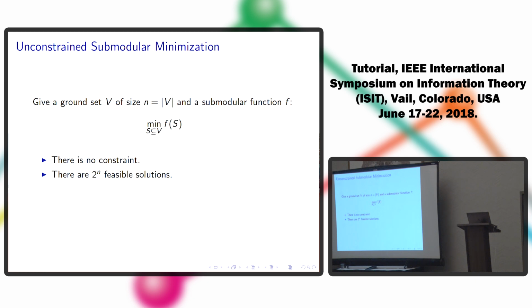Okay, so what is the unconstrained submodular minimization problem? I have a set V of size n, that is my ground set, and I want to find the set S that minimizes f of S, right? There are no constraints. There are 2 to the n feasible solutions, right? So the main question is, can we find the minimizer without checking all the feasible solutions? Can we find a polynomial time algorithm? And the beauty of submodular minimization is that that can be done. And that is one of the main breakthroughs in submodular minimization. And that is the main connection that we are going to make between a combinatorial problem and a continuous optimization problem.